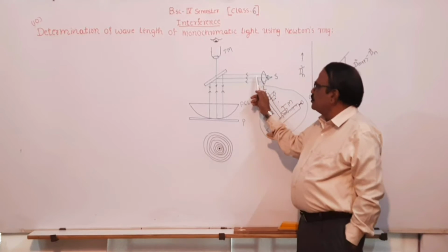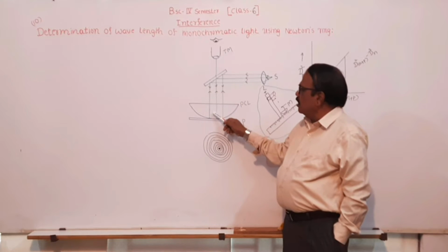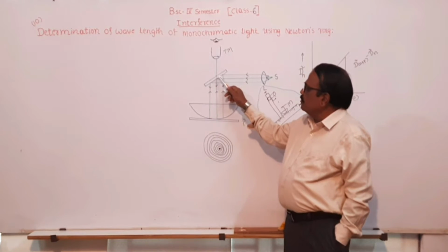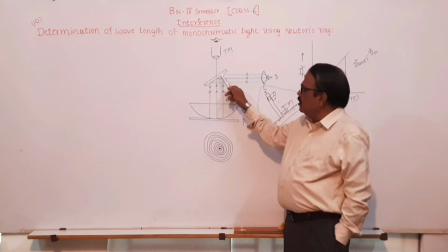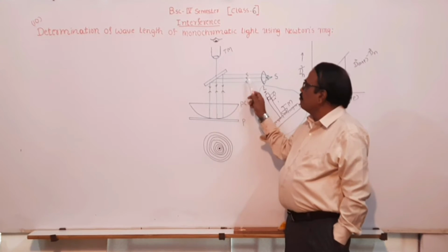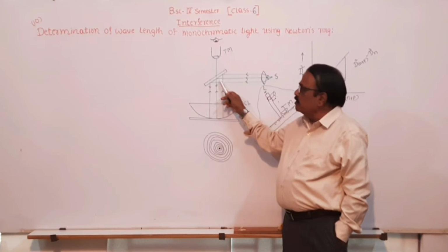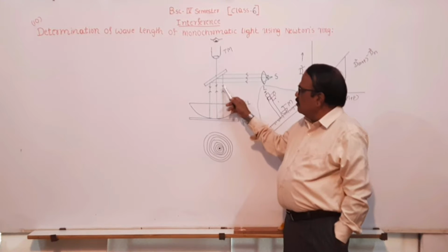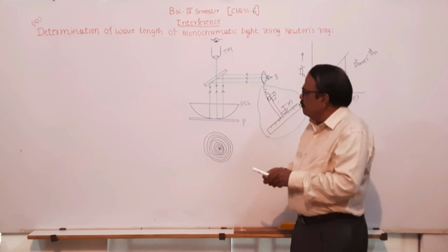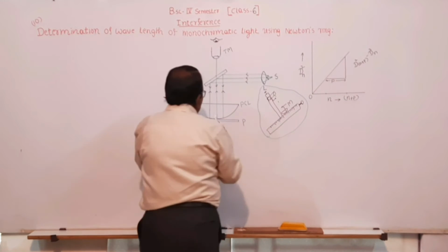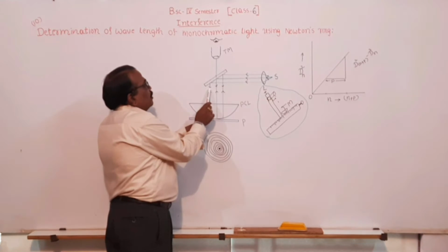Then the ray travels, and in its path, exactly above this plano-convex lens, a glass plate making an angle of 45 degrees is placed. The ray after falling here suffers total internal reflection and travels towards the plano-convex lens. Then after falling on the plano-convex lens, it gets reflected back.